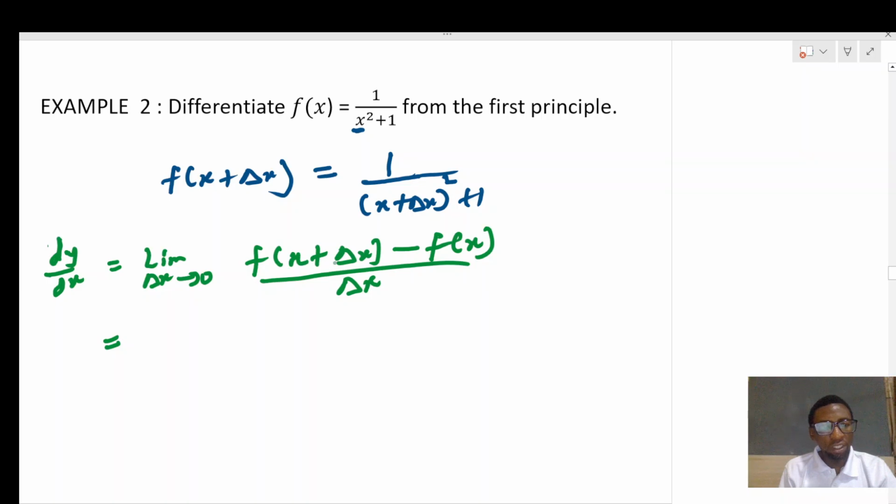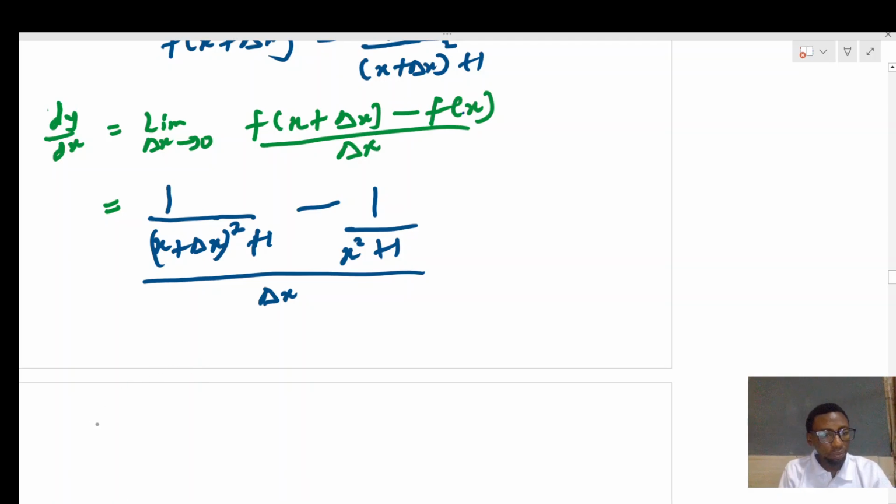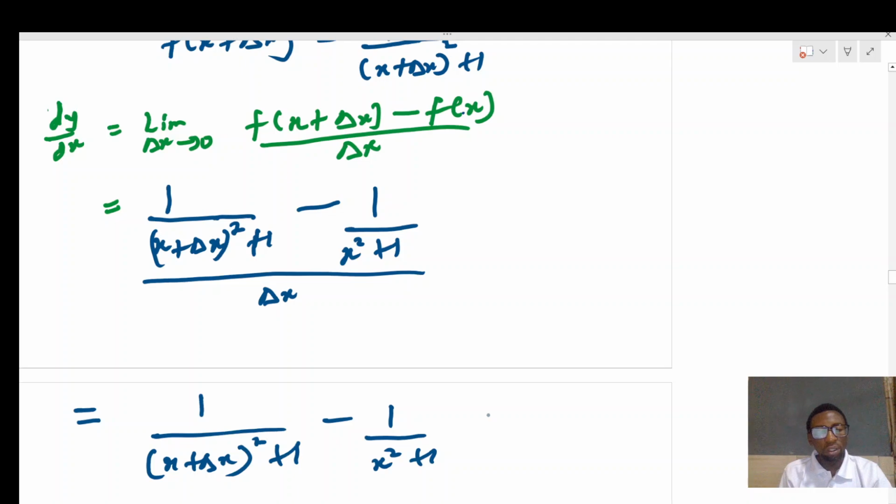So my f of x plus delta x now is 1 over, open bracket, x plus delta x, close bracket squared, plus 1. All of this is my f of x plus delta x. Minus f of x, its equation is 1 over x squared plus 1, divided by delta x. So I can as well write this as 1 over x plus delta x all squared plus 1 minus 1 over x squared plus 1. Let me put all of this in the bracket, divided by delta x.